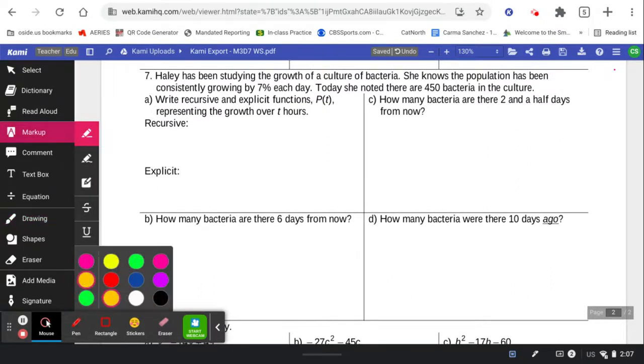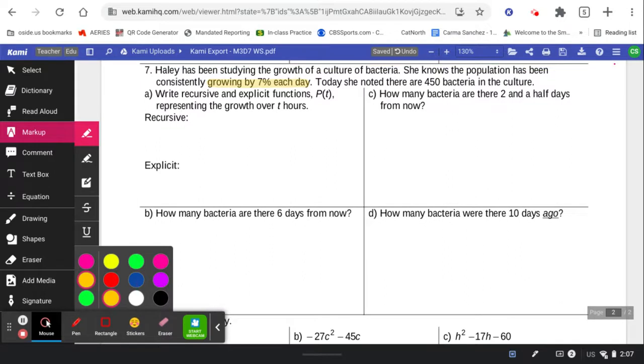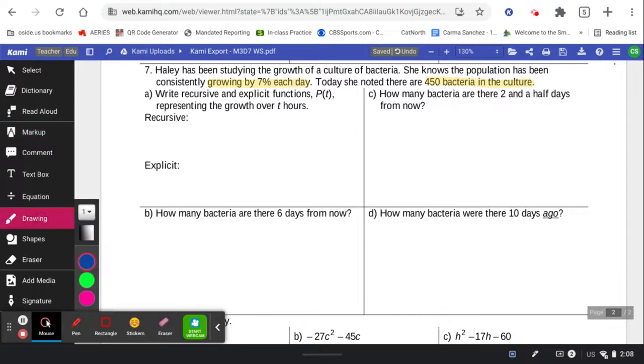Okay, word problem with a percent multiplier. We're studying growth of a culture of bacteria, and it's growing by 7% each day. She noted that there were 450 bacteria in the culture to start. So this is going to be a time zero function. It doesn't say like in the first week, in the first year, in the first whatever. Now there is one little typo here, if you could go fix it. This hours right here, everything's about days. So let's change that to days right there. So sorry about that typo. Please change it to days.